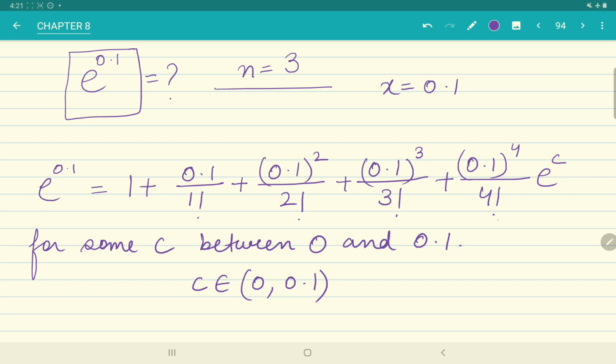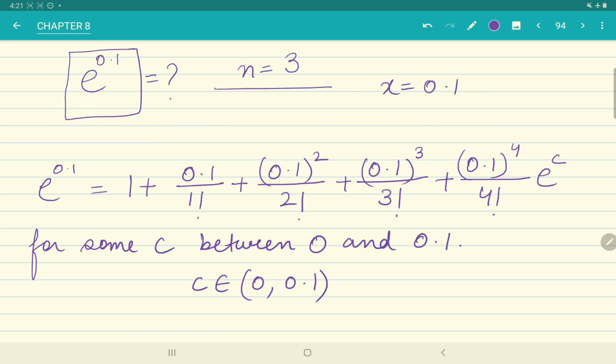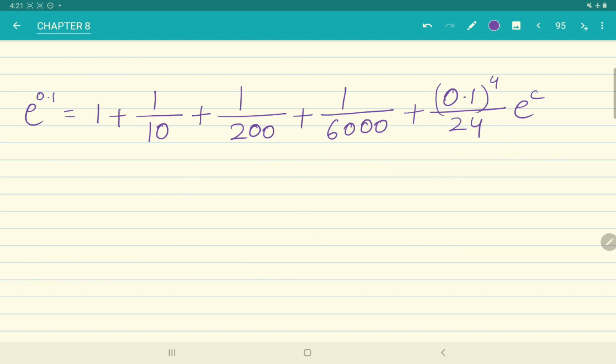4 factorial I know is 24. So let me just write 0.1 raised to the power 4 divided by 24 e raised to the power c, again for some c in this interval. Please keep this in mind that c belongs to (0, 0.1), this open interval.